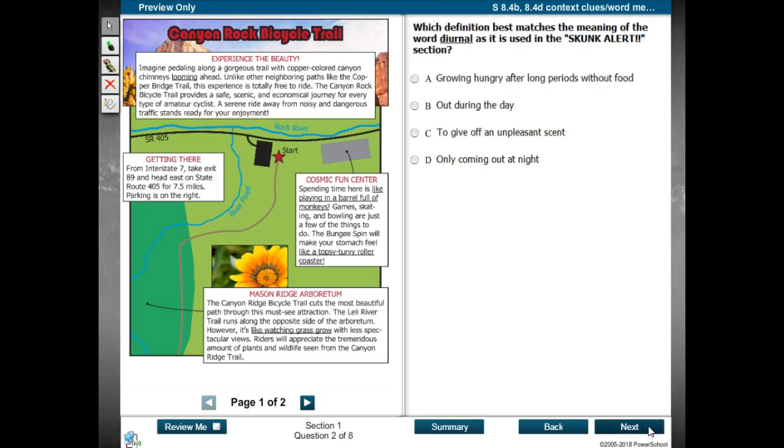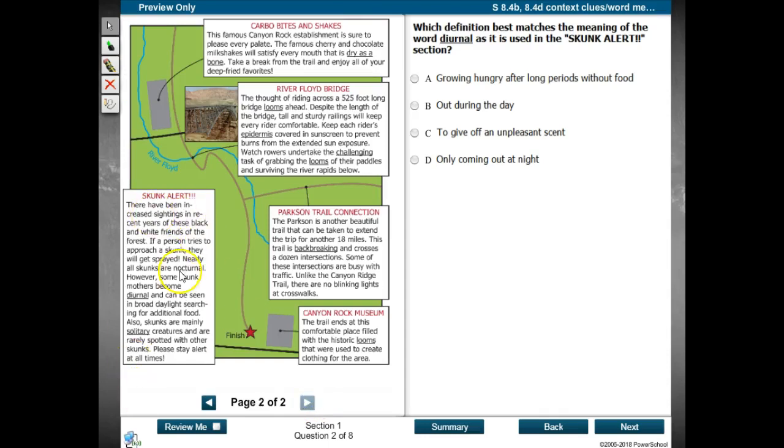Number 2, you're going to use this right here. Which definition best matches the meaning of the word diurnal as used in Skunk Alert? So this is the Skunk Alert section. It says, there have been increased sightings in recent years of these black and white friends of the forest. If a person tries to approach a skunk, they will get sprayed. Nearly all skunks are nocturnal. However, some skunk mothers become diurnal and can be seen in broad daylight searching for additional food. So diurnal is the however opposite of nocturnal.